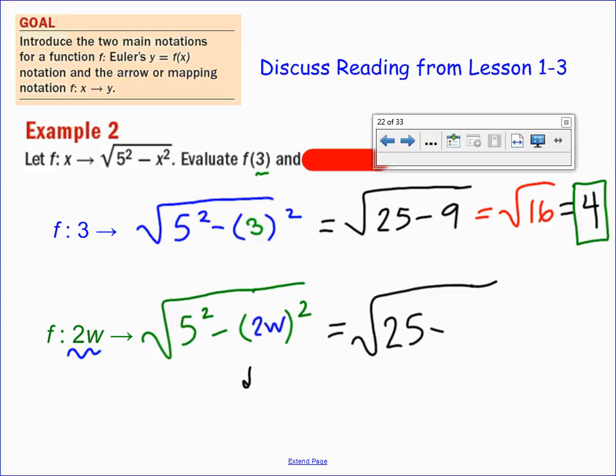I can actually do this without our exponent properties yet. We do 2 times 2 is 4, w times w is w squared, so this ends up being 25 minus 4w squared. So if I take 2w and I square it, that means multiply it by itself. And I get 2 times w times 2 times w. 2 times 2 is 4, w times w is w squared. Now, we don't know what w equals or doesn't equal, and so we're not able to go any farther. We don't do 25 minus 4w squared is 21w squared. We can't do that. These are not like terms. So stop. End of the road.